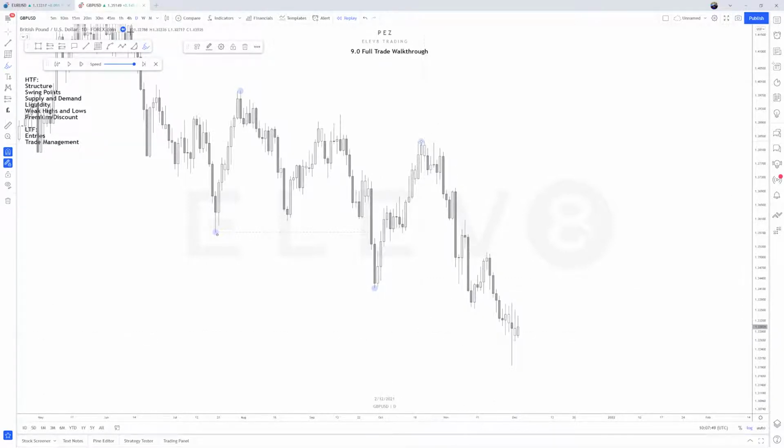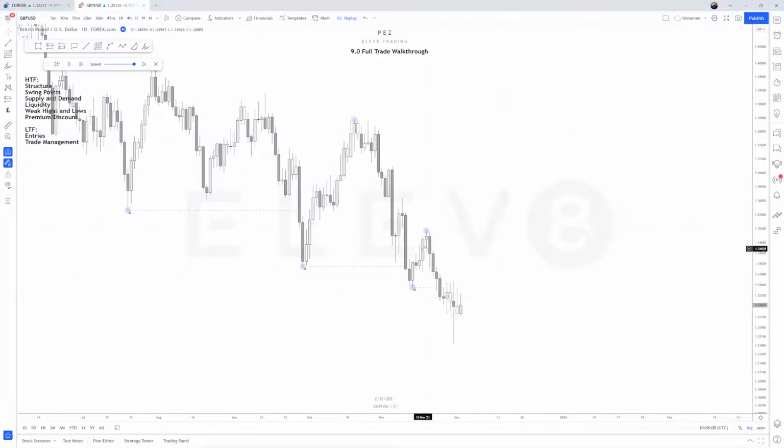We then come down, break structure again, breaking the swing low. And then we get a pullback from this before coming up to here and then breaking the structure again. And then currently we are in this leg here. So we can mark on our premium discount on the daily.